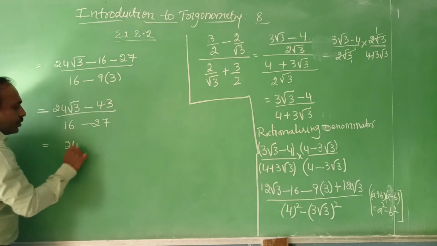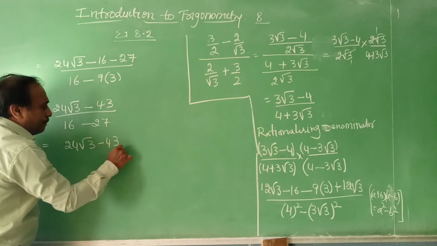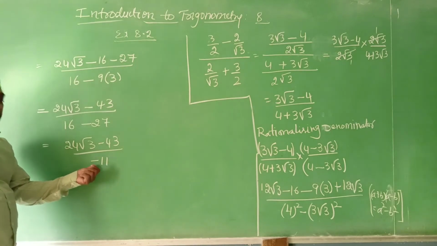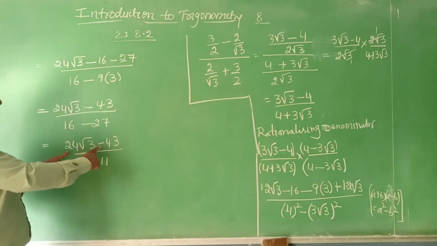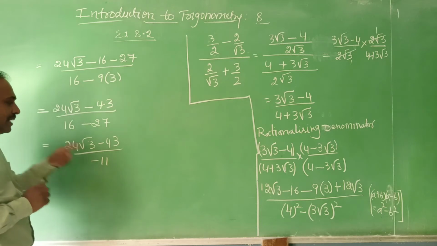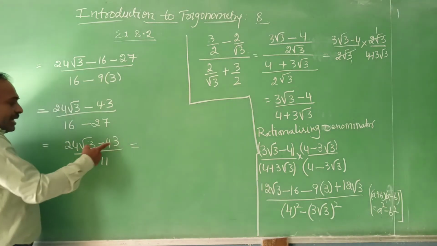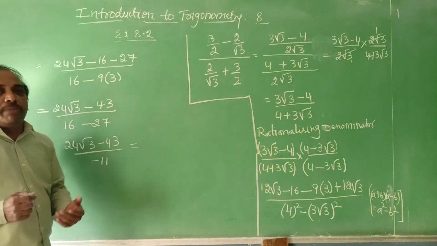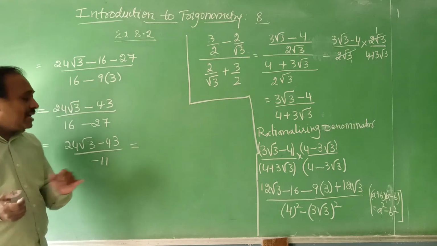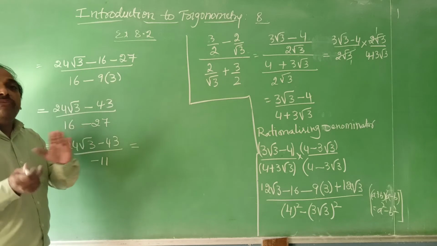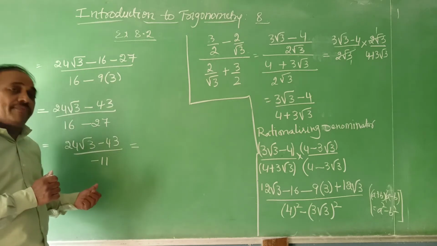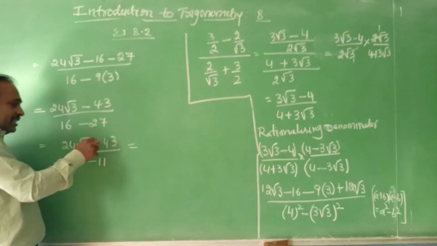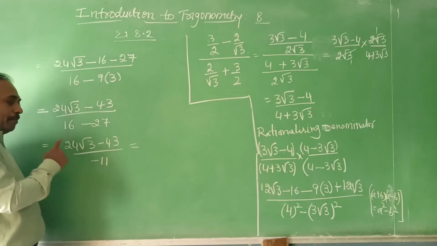So 24 root 3 minus 43 by 16 minus 27, which is minus 11. Observe it, 24 root 3 minus 43. As the denominator has a minus, you can write this step in two ways. Either you take the minus out of the denominator, as in the rational numbers topic we learned, where if the denominator is negative we can apply that to the numerator. Or else if you take out minus common in the numerator, then minus minus will become plus. That is also one way.